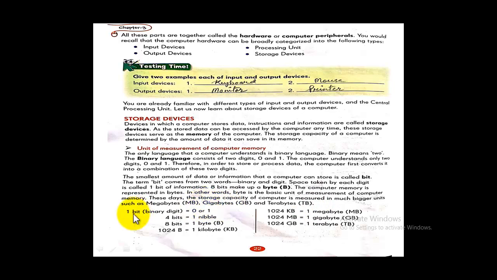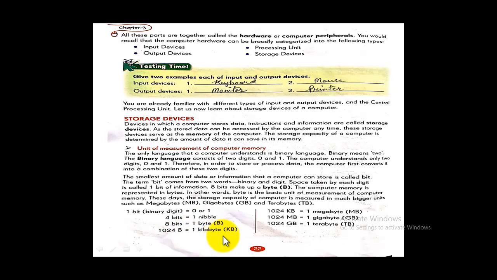One bit is a binary digit, one bit equal to 0 or 1. 0 is one bit, 1 is one bit. Next, 4 bits is equal to 1 nibble, then 8 bits is 1 byte. 1024 bytes is equal to 1 kilobyte.